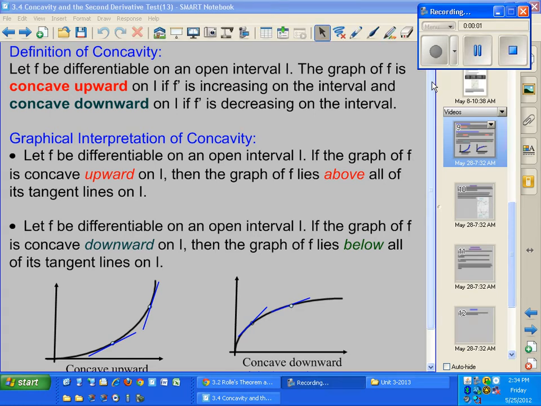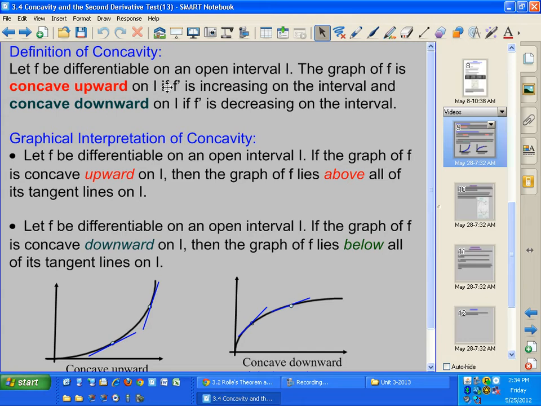Hello and welcome to section 3.4, concavity and the second derivative test. In this section we're first going to define concavity, and basically we have to have a differentiable function and the graph is concave upward if the slope function is increasing, and concave downward if f prime is decreasing.